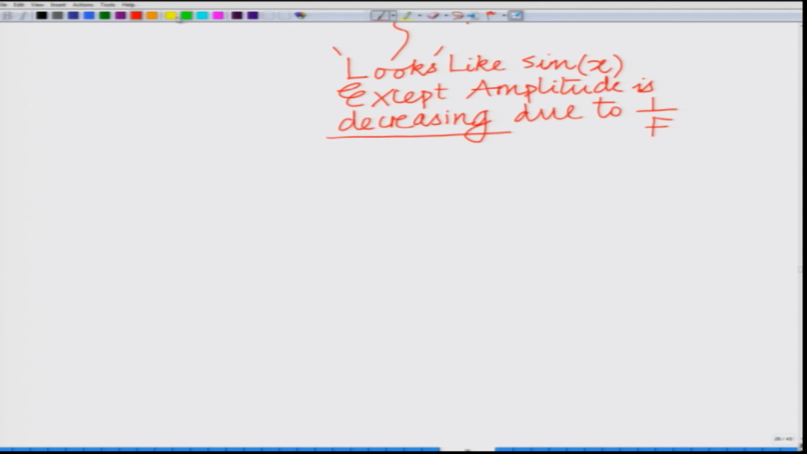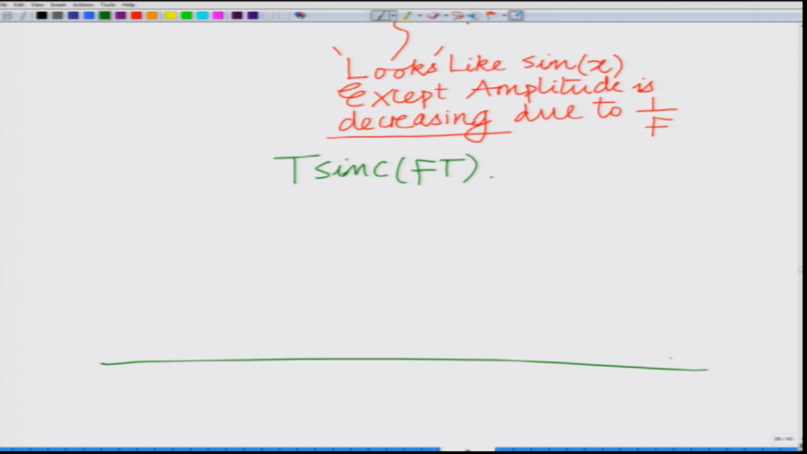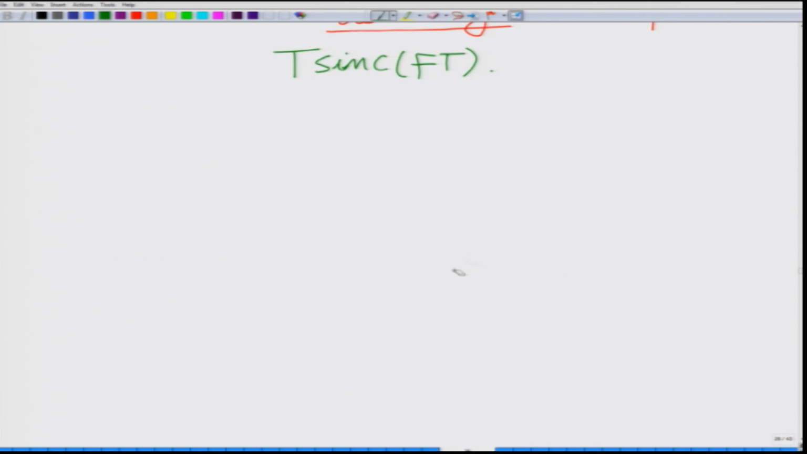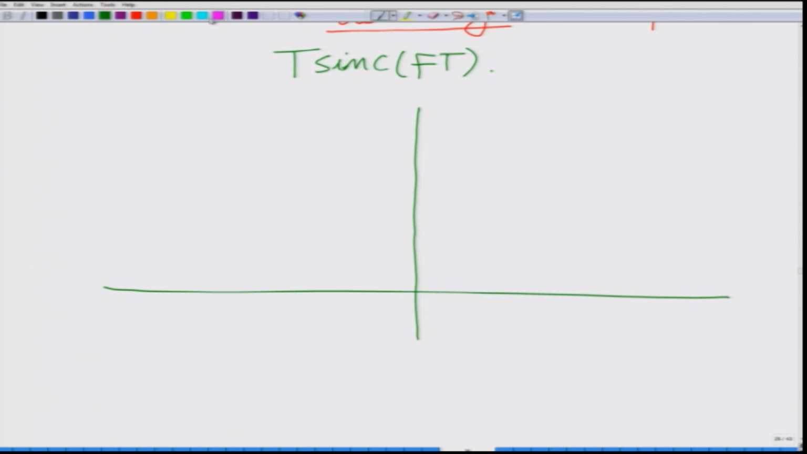If I plot this function t sinc f t in the frequency domain, this is the frequency axis, this is the amplitude, and I will have at f equal to 0, this is T, and then it will have an amplitude that is continuously decreasing.